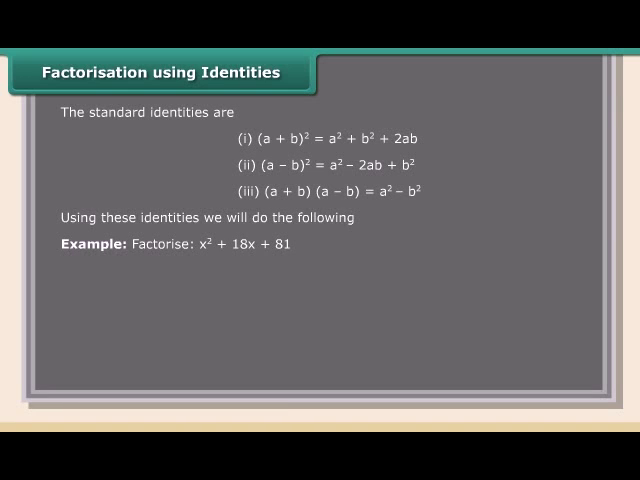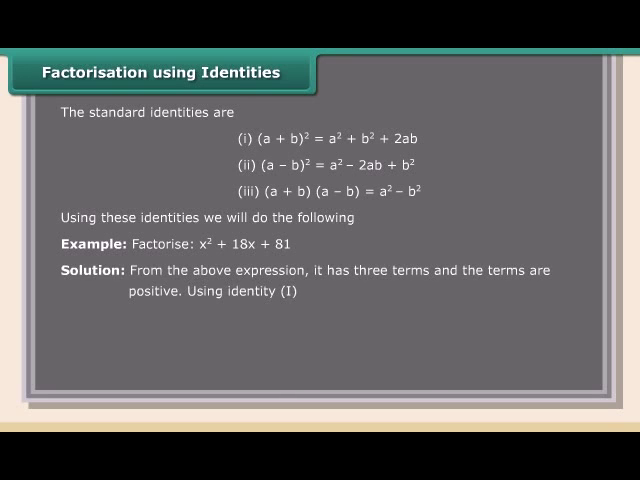Example: factorize x square plus 18x plus 81. Solution: the expression has three terms and the terms are positive. Using identity 1, a is equal to x, b is equal to 9, we have a square plus 2ab plus b square is equal to x square plus 2 into x into 9 plus 9 square. So x square plus 18x plus 81 is equal to x plus 9 whole square.